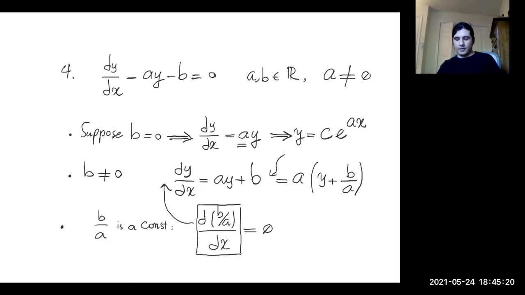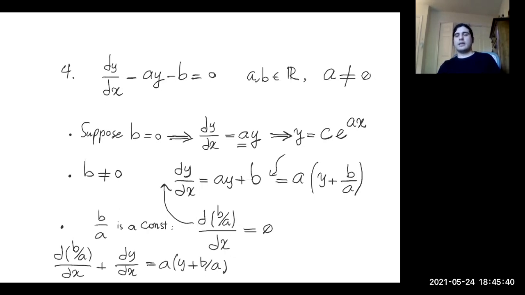If I do that, what would I get? I would get d(b over a)/dx plus dy/dx is equal to a times (y plus b over a). That's what I'm going to get. I cannot scroll down. Can you all see the last line? Well, I would go to the next page.